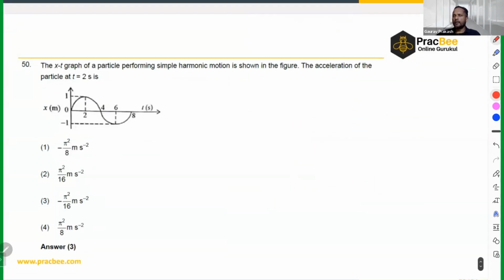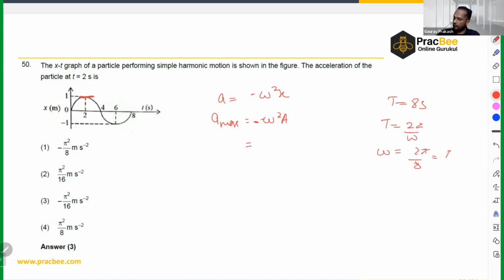Now we have been given an x-t graph here, performing simple harmonic motion, and we need the acceleration. Acceleration is given by the formula minus omega square x. So maximum acceleration is omega square a, because this is the point of maximum displacement, which is the amplitude. We have to find the value of omega. If I look at the graph, the time period is 8 seconds. So T is equal to 2 pi by omega, so omega is 2 pi by 8, which is pi by 4 radian per second.